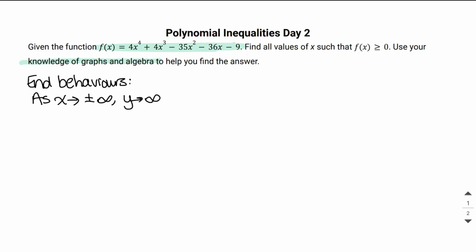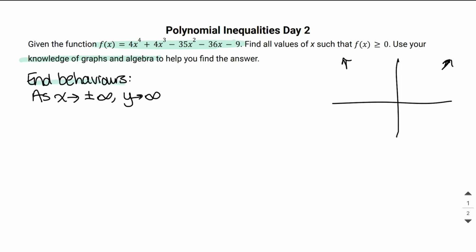If I were to draw a graph of this, we know that it's going to open up this way and it's also going to open up this way. But I don't know exactly what it's going to look like quite yet. So we have our information for end behaviors. Now I'm going to take a look at my roots. I'm going to try to find the roots to help me visualize what's going on here. So I'm going to test some values.